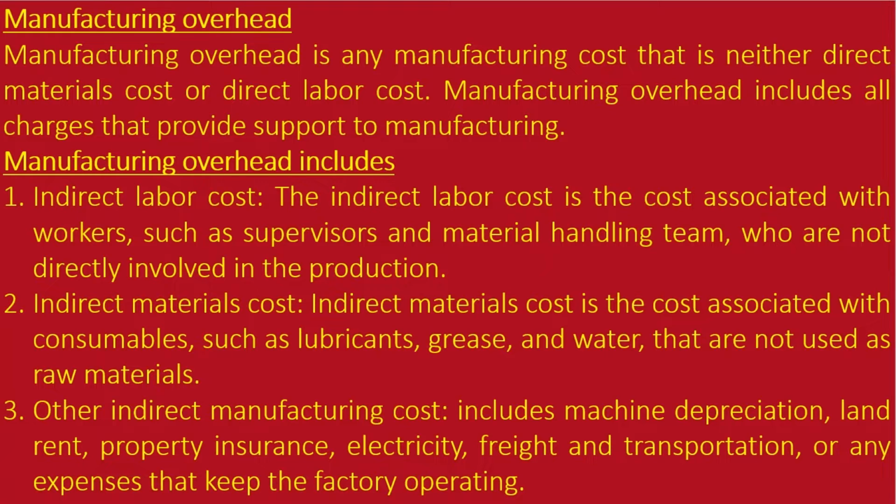Indirect material cost is the cost associated with the consumables such as lubricants, grease, and water that are not used as a raw material. Indirect labor cost is the cost associated with the workers such as supervisors or the material handling team, who are not directly involved in the production. So these are the three things which manufacturing overhead includes. We have uploaded one more video on these things, so in that you will see some of the manufacturing overhead included.